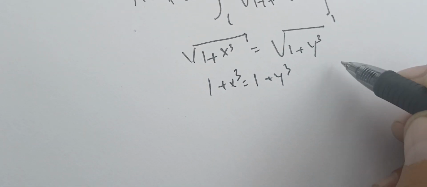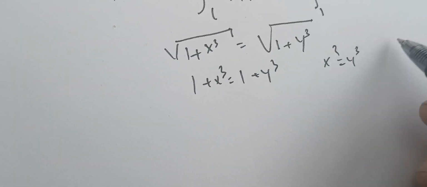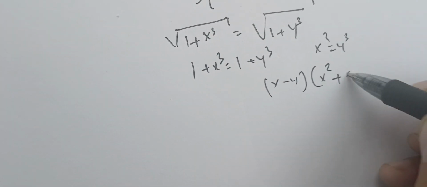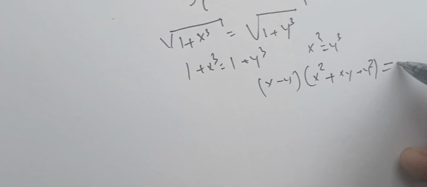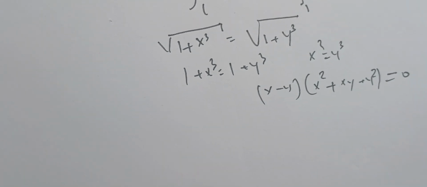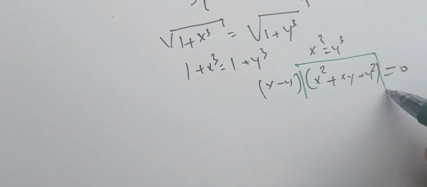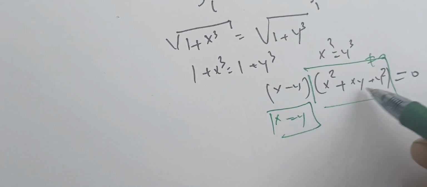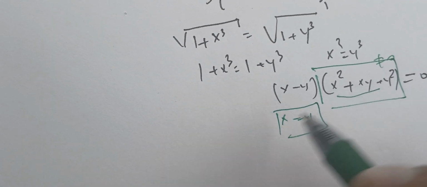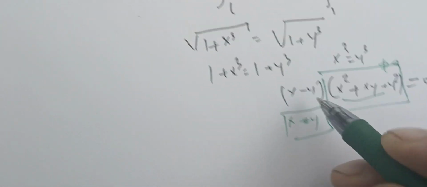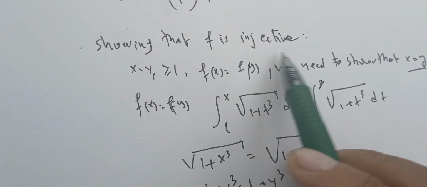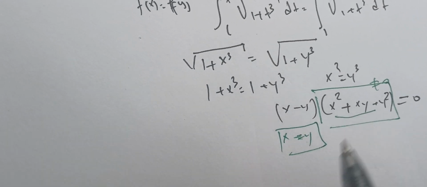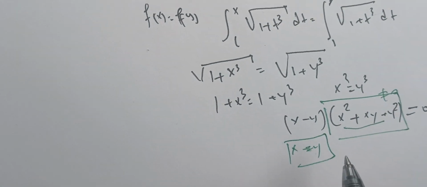So this means that x cubed is y cubed, and this means that x minus y times x squared plus xy plus y squared is 0. This quantity here is never 0. Therefore, x is y. We can prove this one using the discriminant, that this is never 0. So here we have x is y, and therefore f is injective. So this is the aim, and we have reached the goal that we need. X is y means that f is injective.